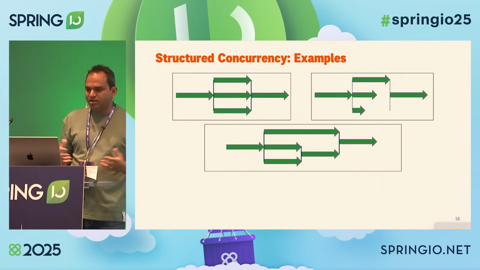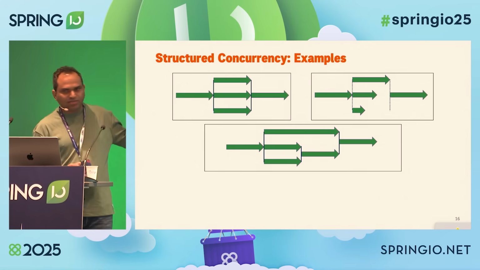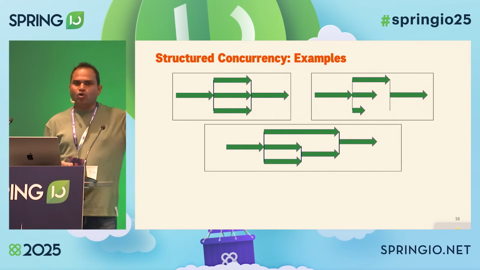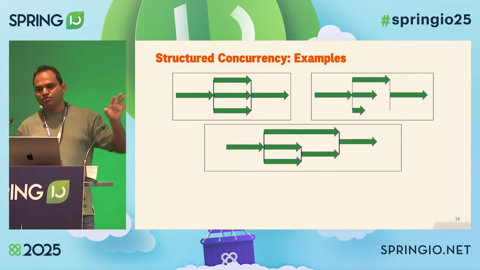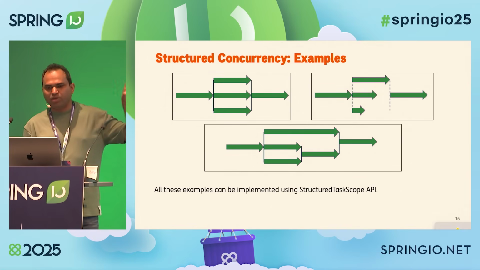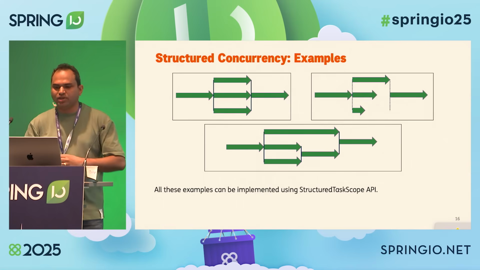And then a bit more complicated example. So here again, I have 3 subtasks, but when tasks 2 and 3 are finished, I'm creating a 4th subtask, and then after 1 and 4 are finished, I'm continuing with my main task. Now, all these examples can be implemented using structured concurrency, more specifically using the structured task scope API. We'll see that later, how we can do that.